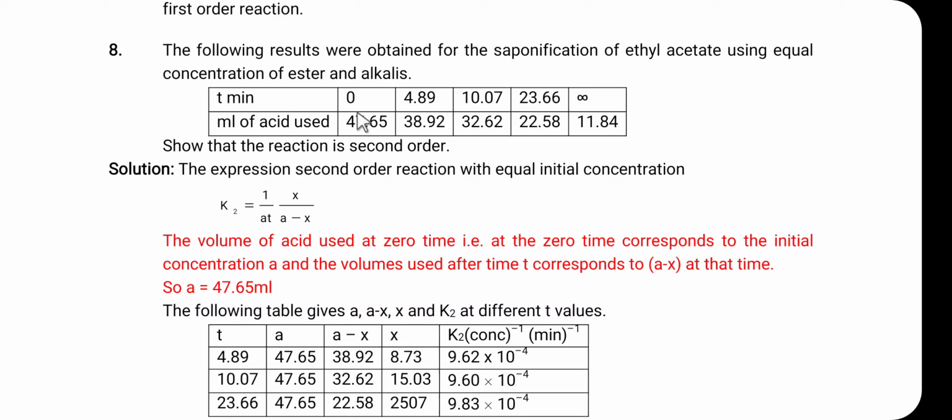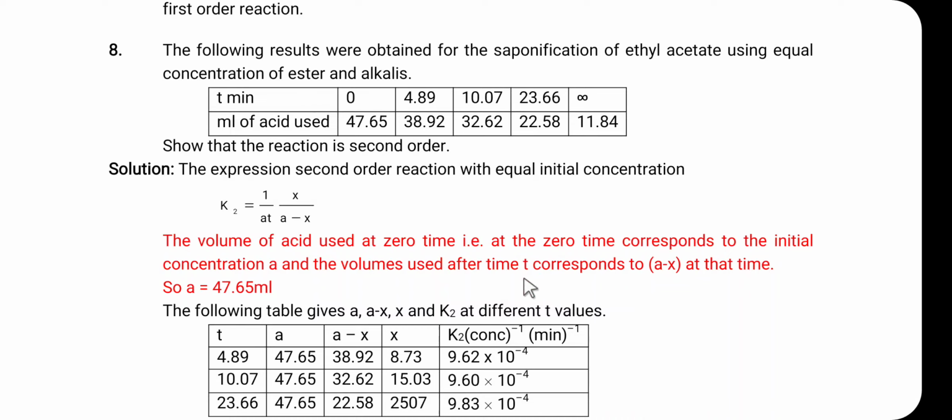Friends, once again we know that this is the saponification of ethyl acetate. So, it is a second order reaction. By using this data, we have to prove that saponification of ethyl acetate is a second order reaction. Here equal concentrations of ester and alkali are considered.